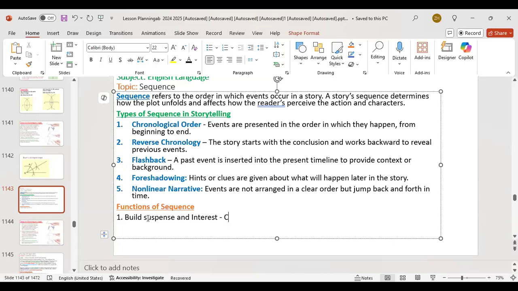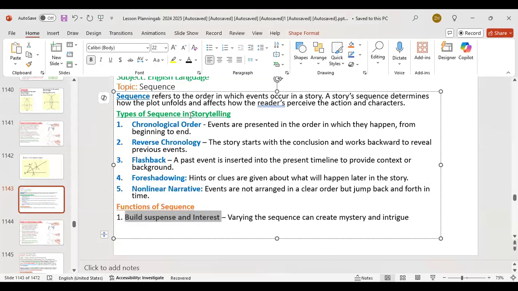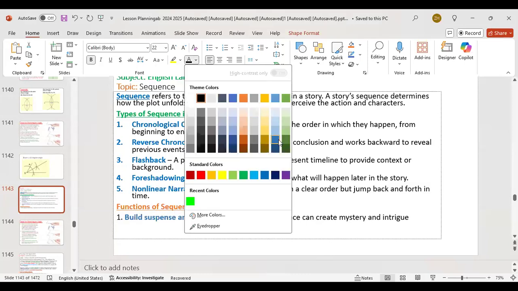By varying the sequence, we can create what? Mystery and what? Mystery and excitement, interest, intrigue. Let's go with intrigue. Mystery and intrigue. So you could be interested in it when they don't tell you everything at one time.